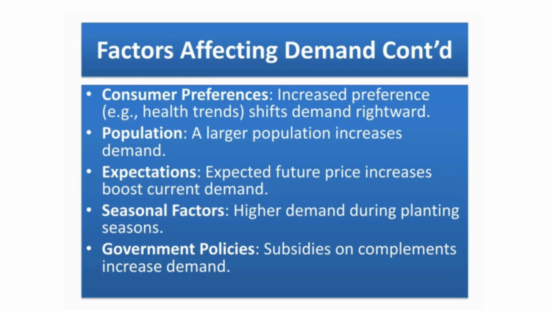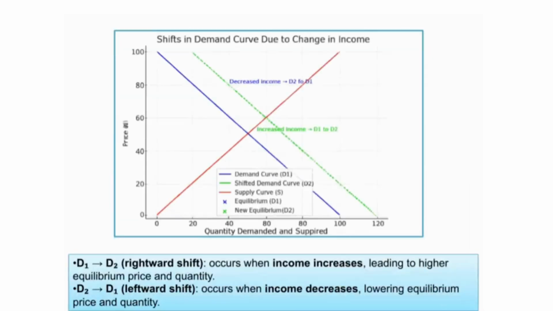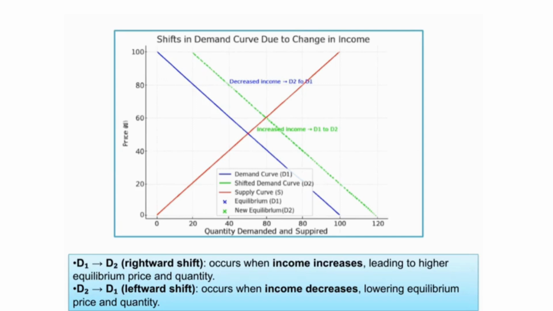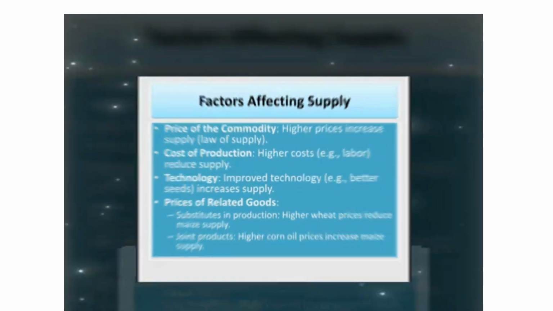Students will, however, note that all these factors except price are the reason why we have a shift of the demand curve either to the right or to the left. Meanwhile, price could only cause a movement along the demand curve, and it cannot cause a shift of the demand curve. We can now look at the factors affecting supply.